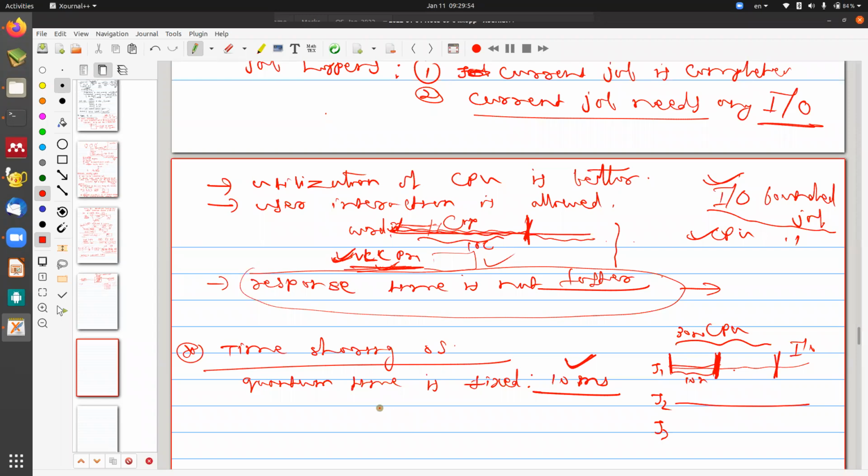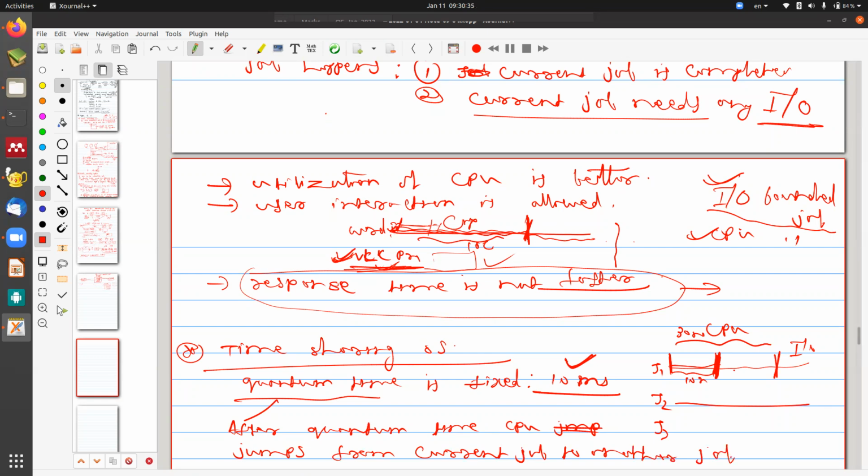Are you getting my point? What does this quantum time say? Depending upon my quantum time, after the quantum time gets over, the CPU has to be switched from the current job to the next job. After this quantum time, the CPU jumps from the current job to another job.